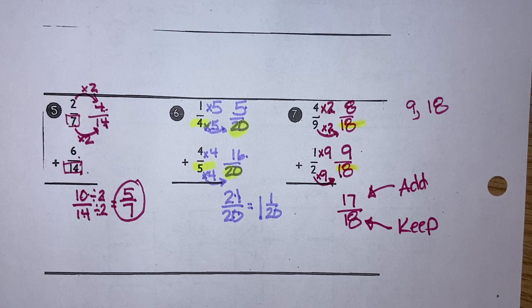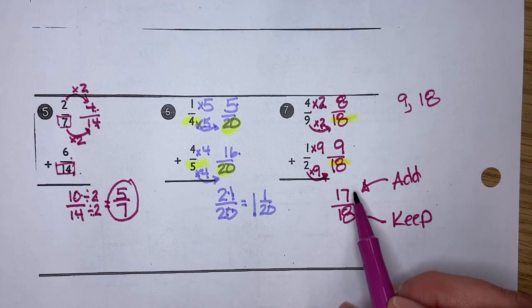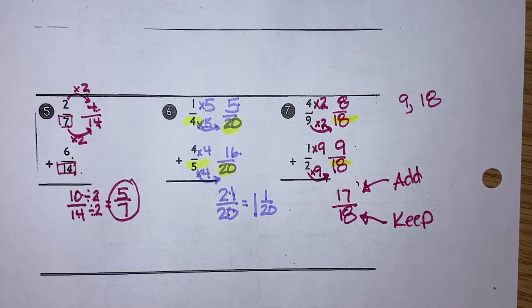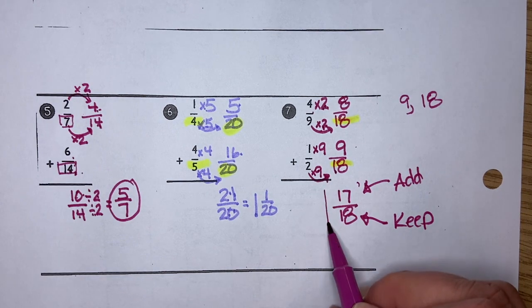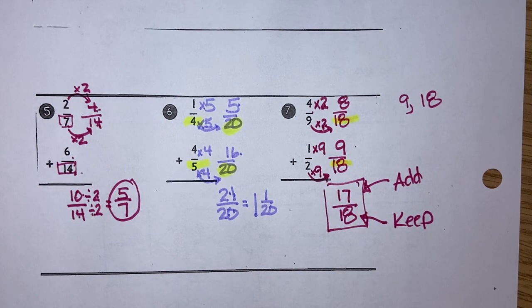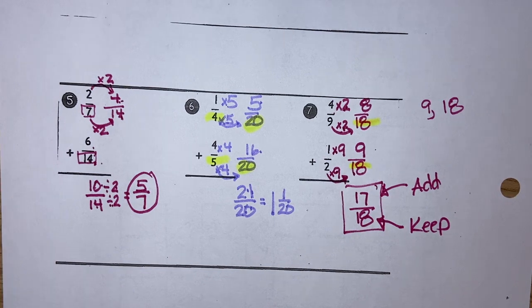My third step is to add or subtract the numerators and keep the denominator. And the fourth step, if I need it, is to put it in lowest terms. This one's already in lowest terms. There's nothing that can go into 17 and 18, so I am finished. It is 17/18. Okay? If you have any other questions on this, make sure you ask me.